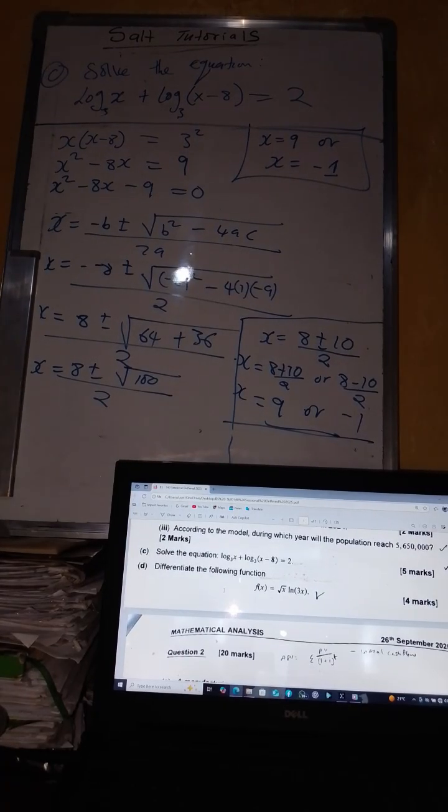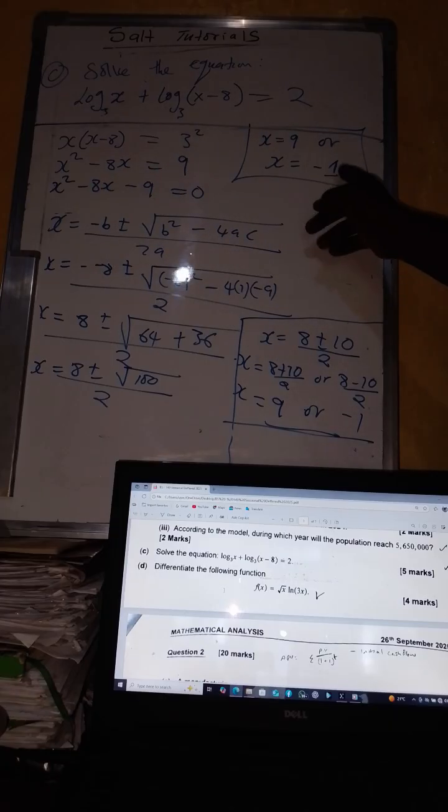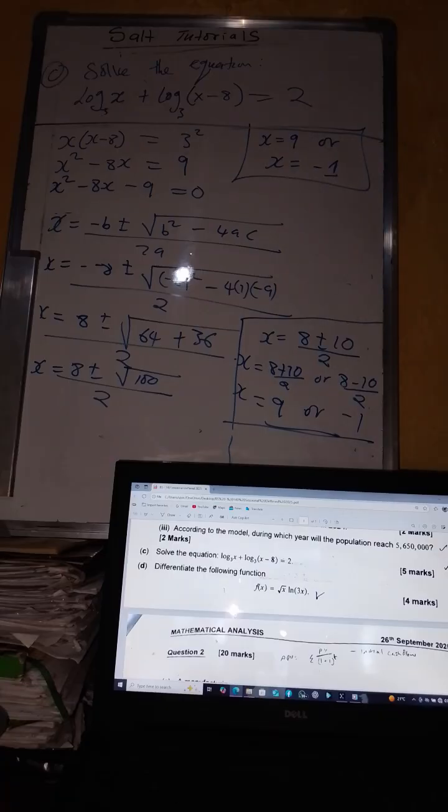Now, since this is a logarithmic equation, I'm sure even the factorization method could have worked out, for the fact that we have x as 9 and negative 1. The two numbers were supposed to be 9 and negative 1, if I'm not mistaken. Since this is a logarithmic equation, not all values of x can satisfy the equation. So what do I have to do? We have to test those values. Look at the domain.